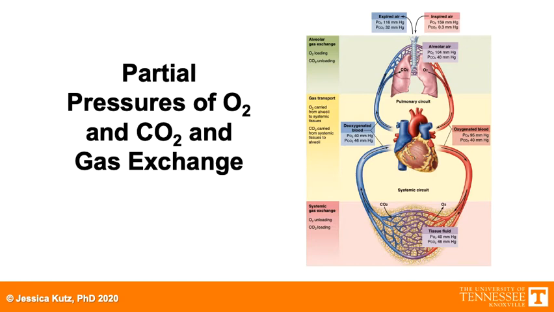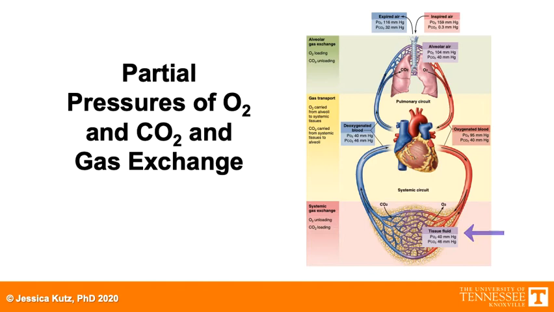As that oxygenated air makes its way from the alveoli to the heart, the partial pressure of oxygen goes down to 95 millimeters of mercury, and by the time it gets to the tissues, it's down to 40 millimeters of mercury.